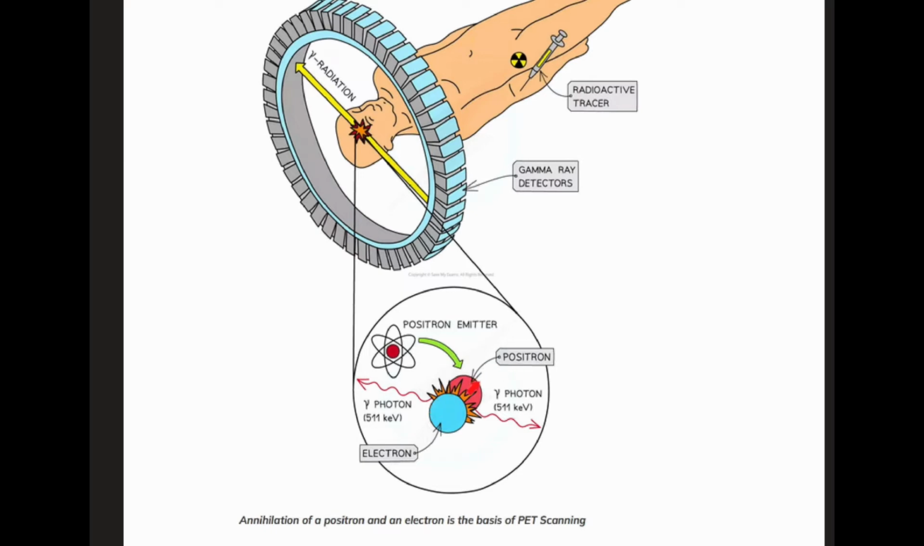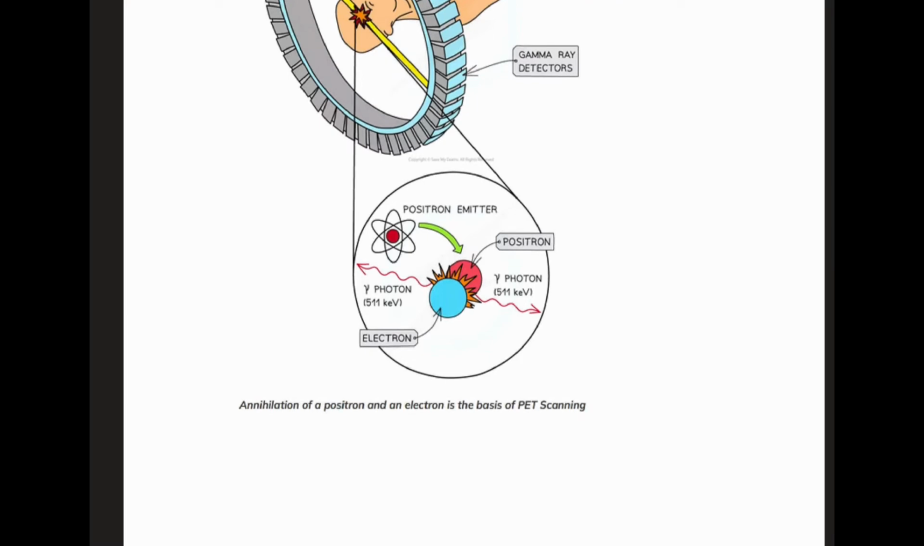So the positron is emitted, and then it collides with the electrons in the surrounding, and then gamma rays are emitted in two opposite directions. Okay, this is the gamma ray, and then there is the gamma ray detector which can detect the gamma ray, and because of that we can study the metabolic activity of the tumor over here. So this is the illustration of PET scanning. Now let's move on.